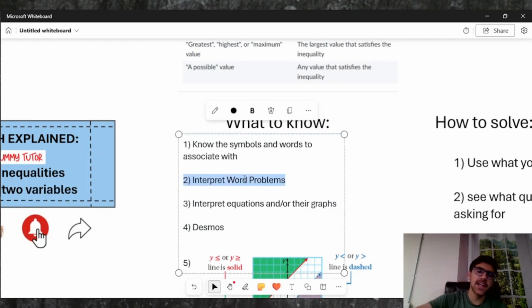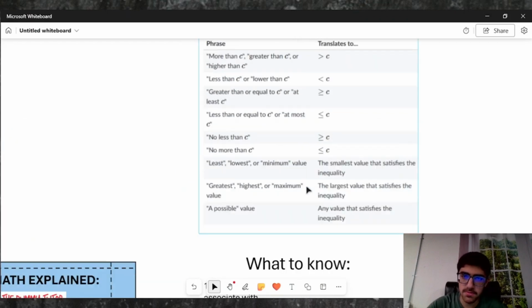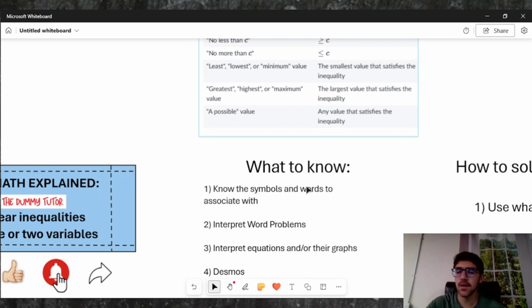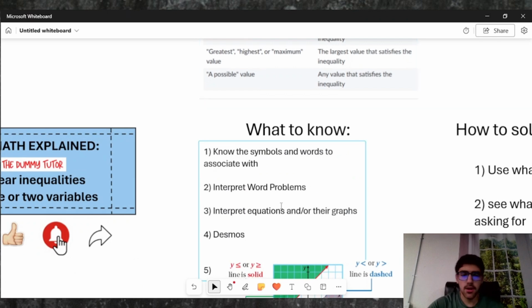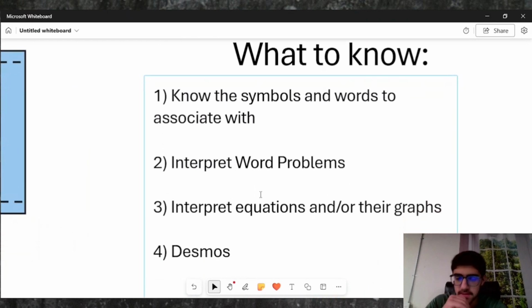So this goes hand in hand with what to know number one. You need to know how to interpret word problems, which is mostly going to be by knowing what these mean, and being able to maybe write an equation, maybe solve for a variable, something like that. You also need to know how to interpret equations and their graphs.